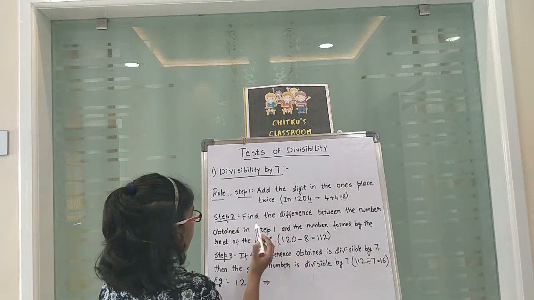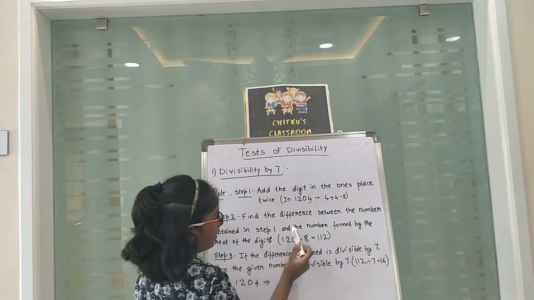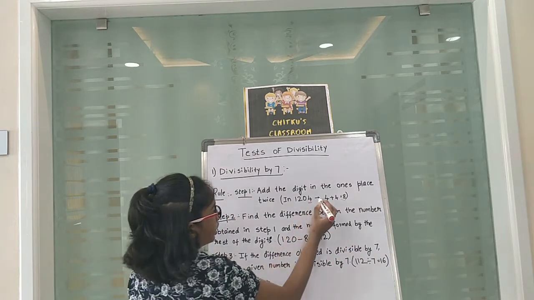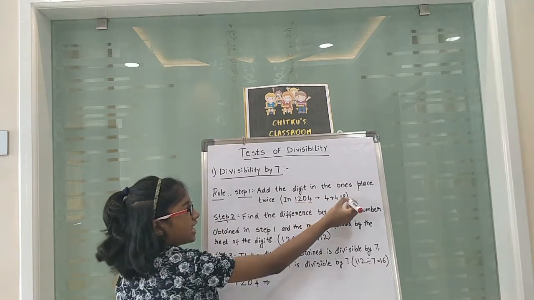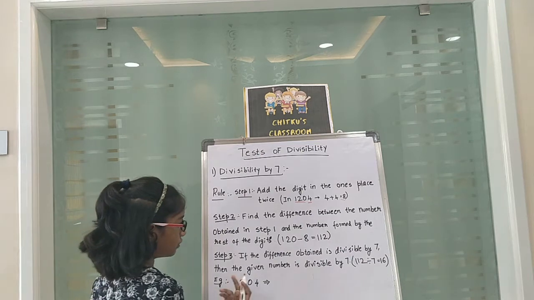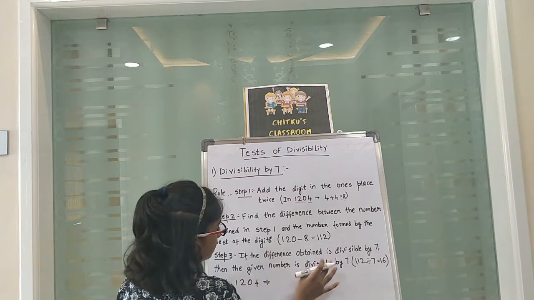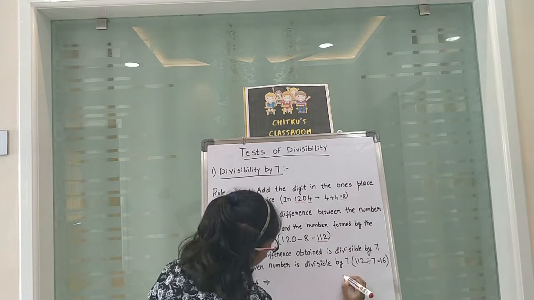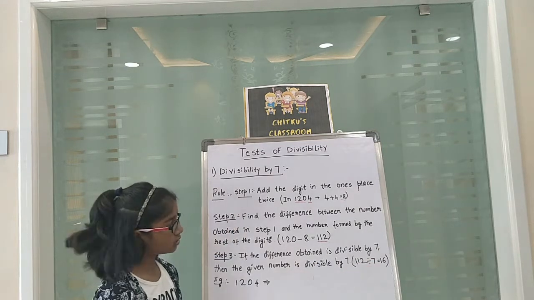Next, find the difference between the number obtained in step 1 and the number formed by the rest of the digits. The rest of the number is 120. So 120 minus 8 is equal to 112. Next, if the difference obtained is divisible by 7, then the given number is divisible by 7. So we need to divide 112 by 7. The answer is 16, and the remainder is 0. It's divisible by 7.